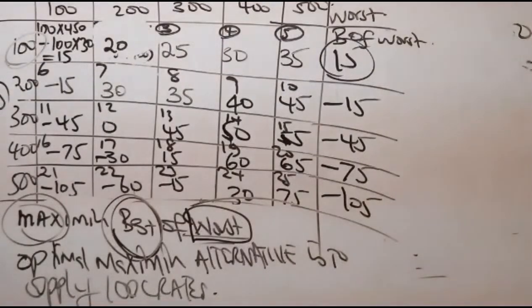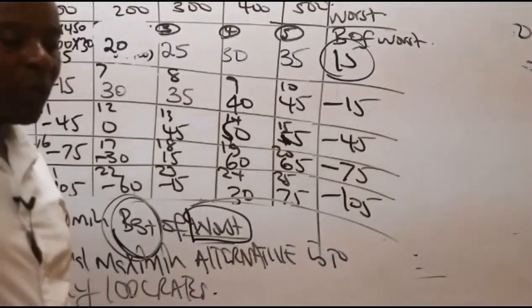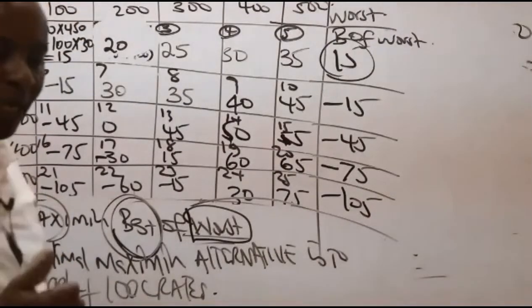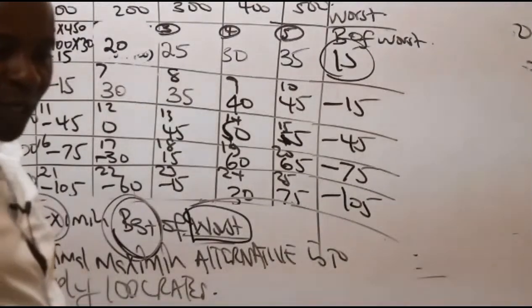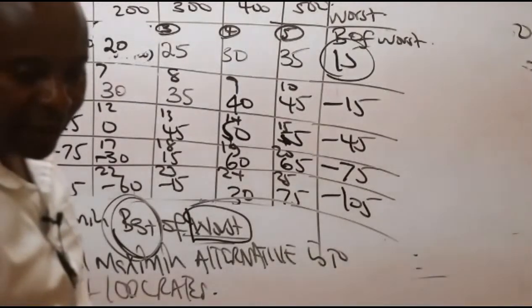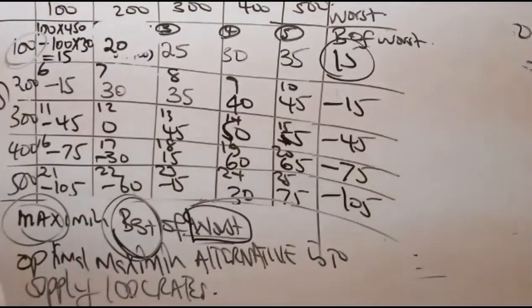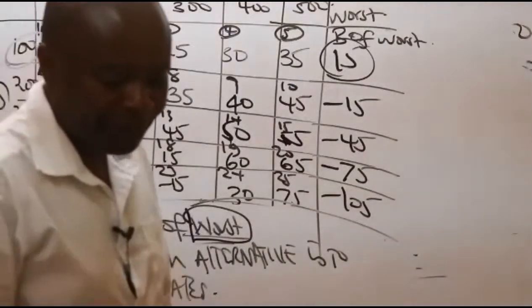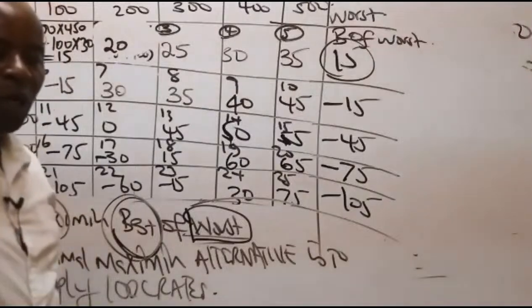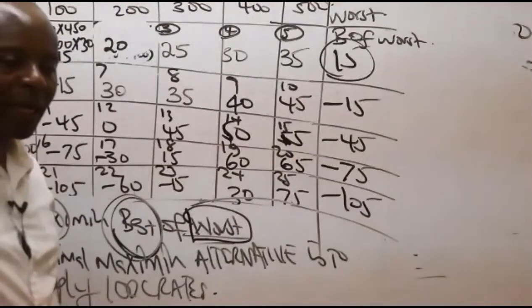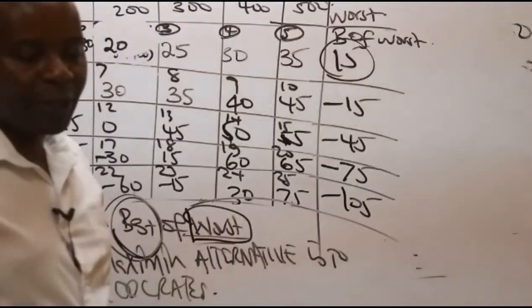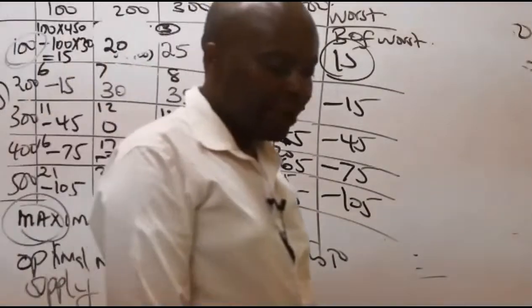Now, although they never asked us this, what if they wanted us to give them the best on the basis of EMV, expected monetary value? What would we have done? Of course, for expected monetary value, we would have needed probabilities.